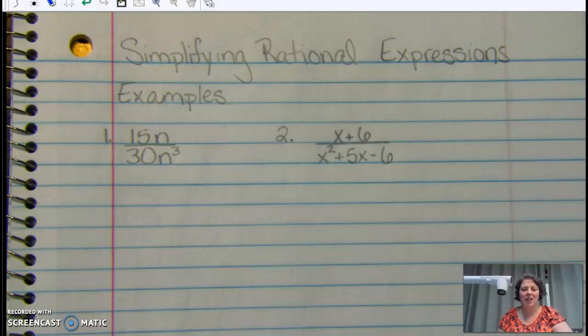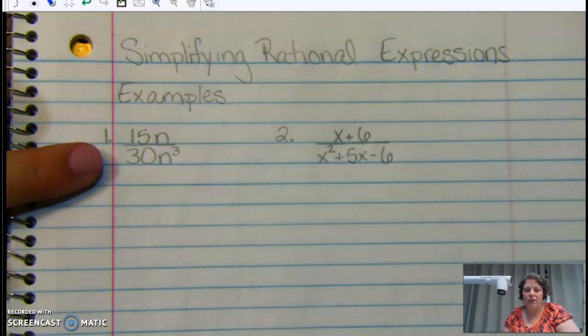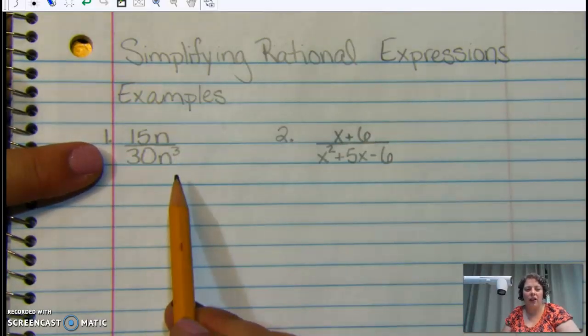Welcome back. Today's lesson is simplifying rational expressions. So let's look at some different examples. This first example, you're actually just going to be using the same idea that you use when you're using exponent rules, because there's no plus, minus, there's nothing to factor.